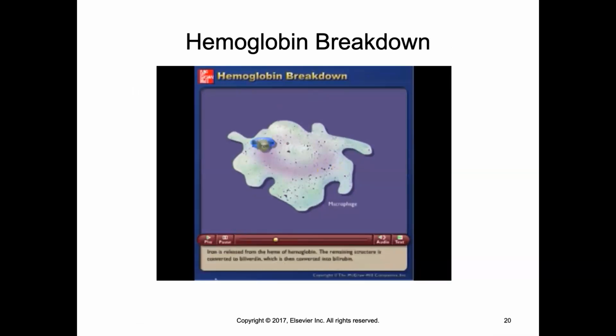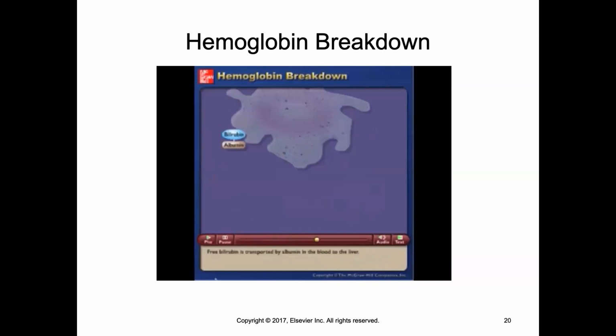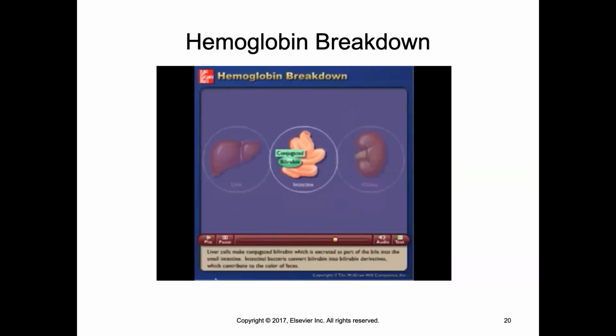When old red blood cells rupture, the released hemoglobin is ingested by macrophages. The globin chains of hemoglobin are broken down to individual amino acids.